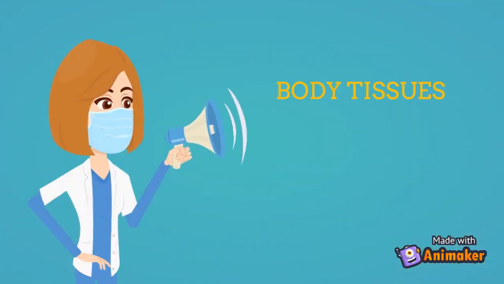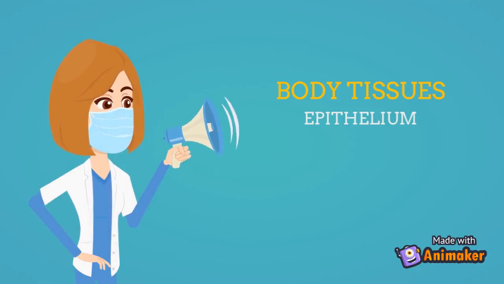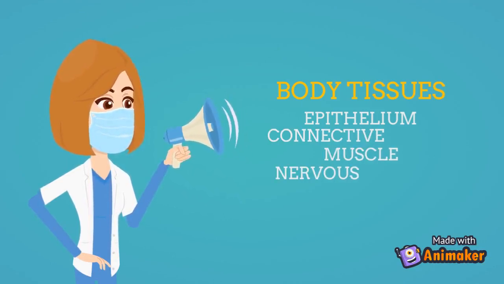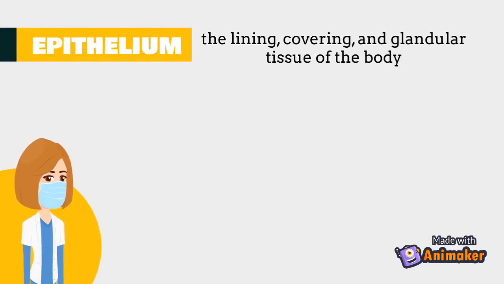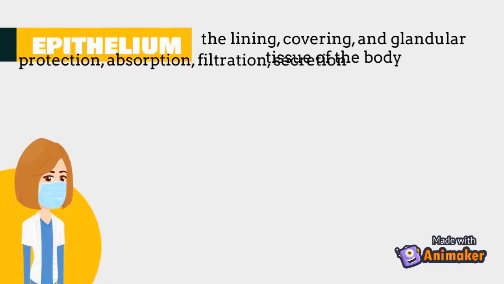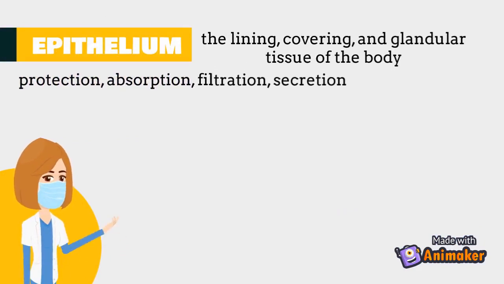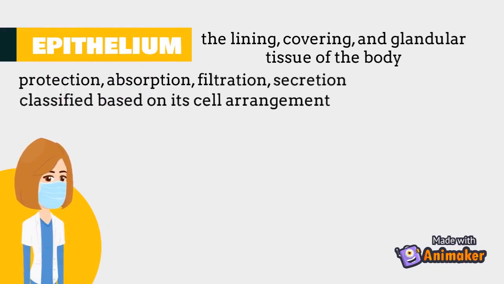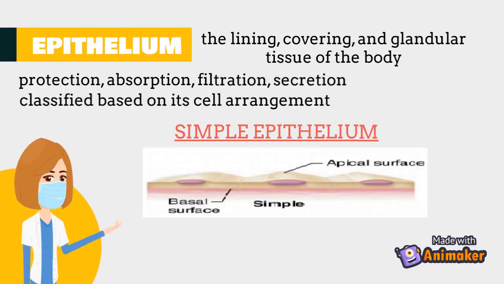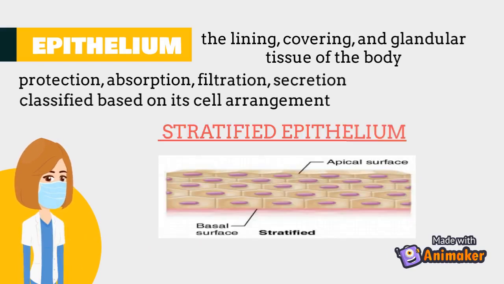Let's move on to our body tissues. They are epithelium, connective, muscle, and nervous. The epithelium is the lining, covering, and glandular tissue of the body. Its functions include protection, absorption, filtration, and secretion. Epithelium is classified based on its cell arrangement. They are simple epithelium, which means that it has one layer of cells, and stratified epithelium, which means it has more than one cell layer.